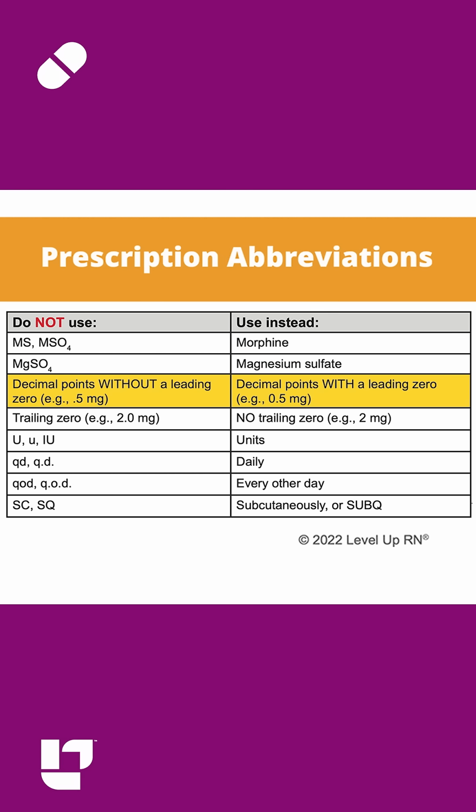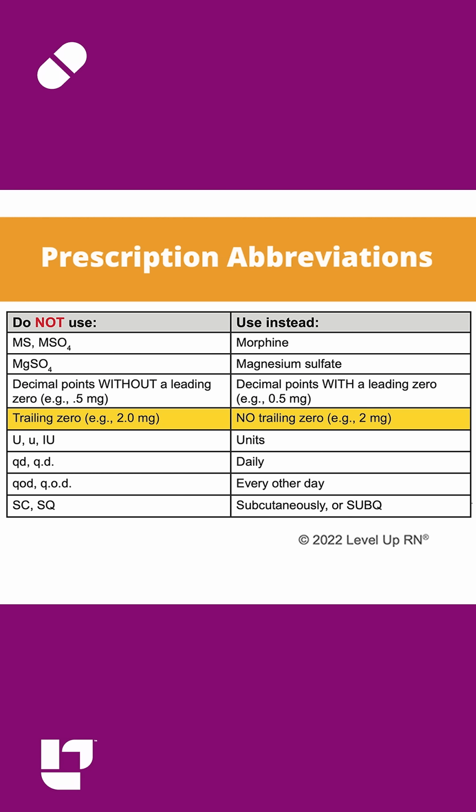We should not use decimal points without a leading zero. So the example here is 0.5 milligrams. And if you can't see the decimal point, it will look like 5 milligrams. So instead, you want to use a leading zero, so 0.5 milligrams.